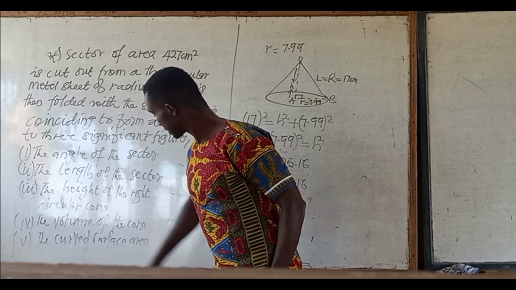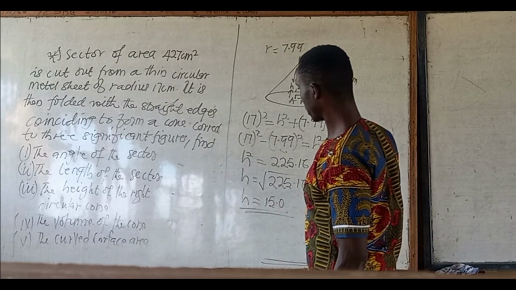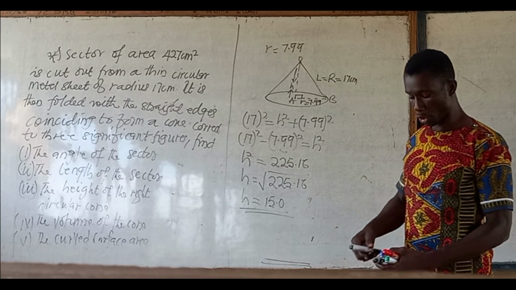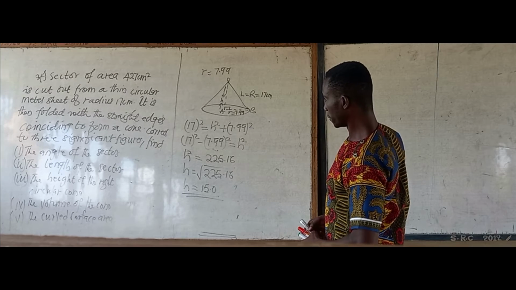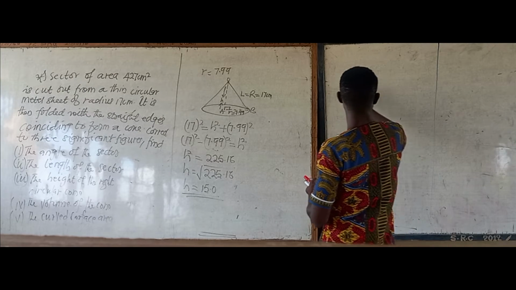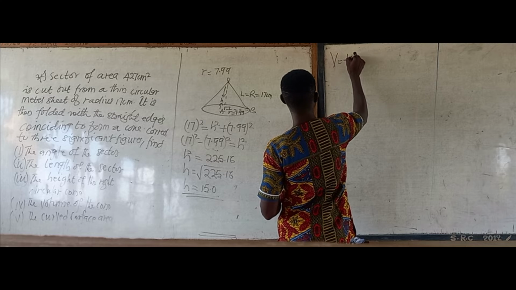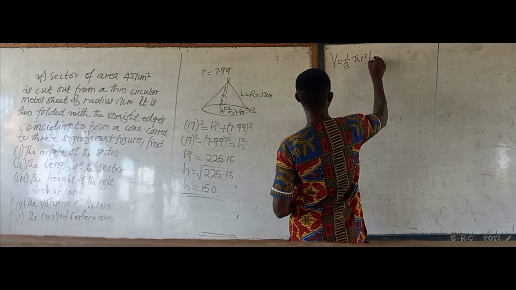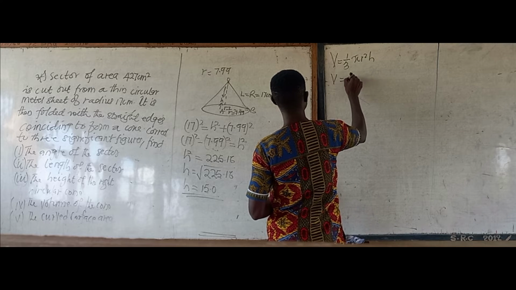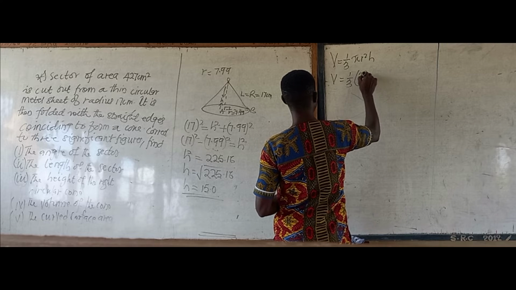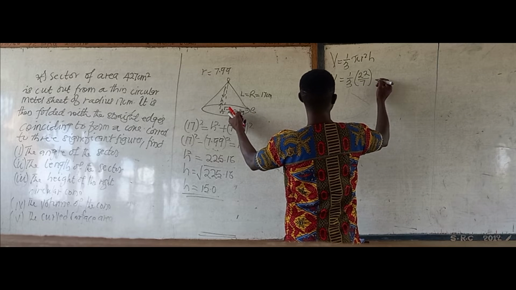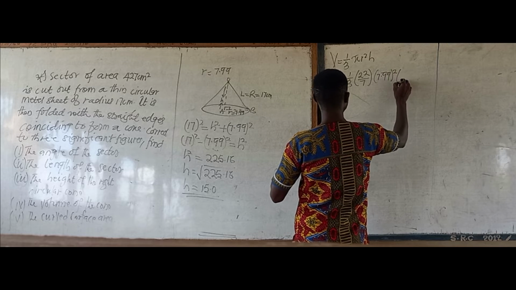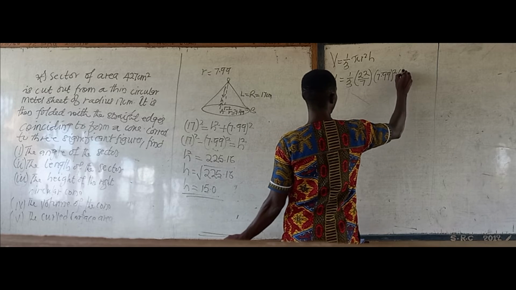In the third question, the height of the right circular cone is 15.0. Now, we have to calculate the volume of the cone. The volume of the cone, V, is equal to 1/3 the volume of a cylinder, which is pi r squared H. So V is equal to 1/3, the pi is 22/7, and the radius, 7.99, should be squared times the height. The height is what we have calculated, 15.